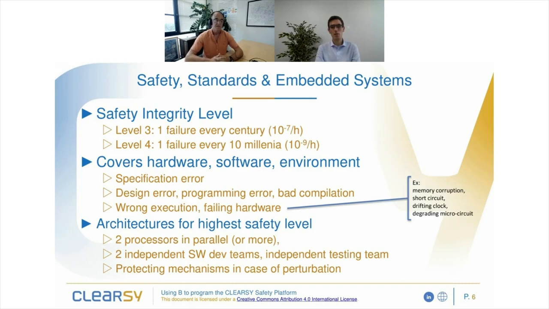And for this kind of architecture, for the highest safety level, you need to have several processes in parallel. Usually it's 2, but it can be more if you need more availability. Quite often you need 2 independent software development teams and an independent testing team as well. And you need protecting mechanisms in case of perturbation. So you can't consider that everything is working well all the time.